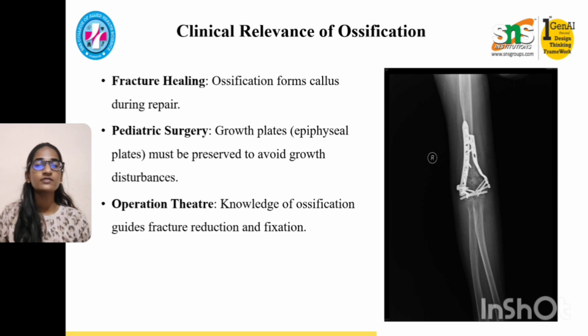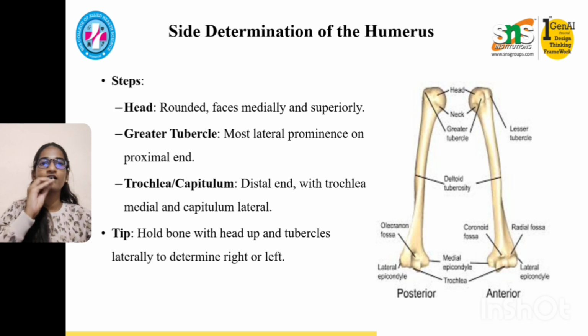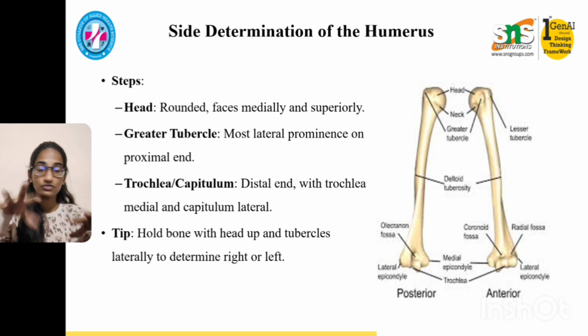In the OT, you assist with ORIF or nailing, prepping plates, screws, or C-arm for X-rays. Position the patient to avoid nerve compression. Think of supine with the arm supported, anesthesia technologist. You might guide ultrasound for blocks. And side determination, to tell the left from the right humerus: hold the head facing medially and the greater tubercle laterally. At the distal end, the trochlea is medial and capitulum is lateral. You can practice with a model.